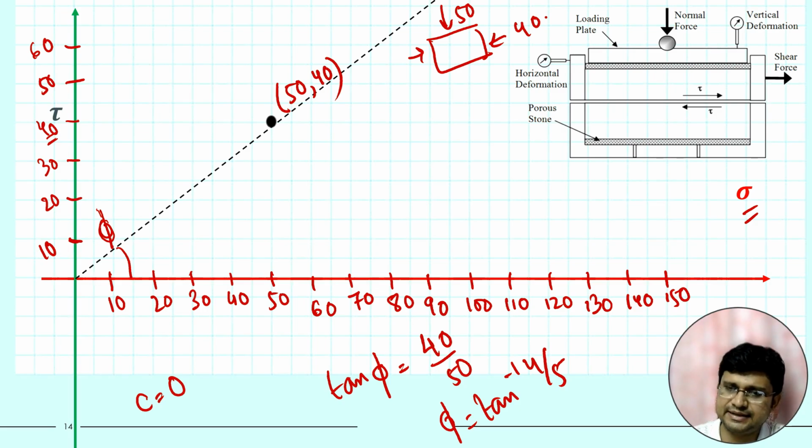So it will be 38.7 degree. So this is the failure envelope. Now we have to draw the Mohr-Circle. We do not have any other data, so we have to draw the Mohr-Circle. So what will we do?